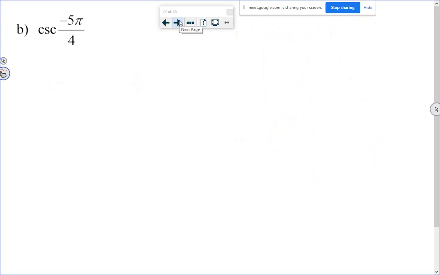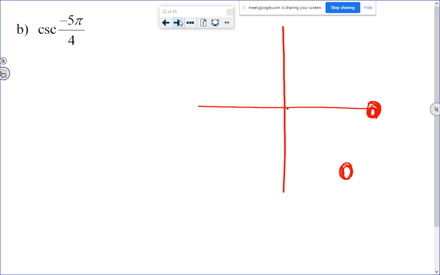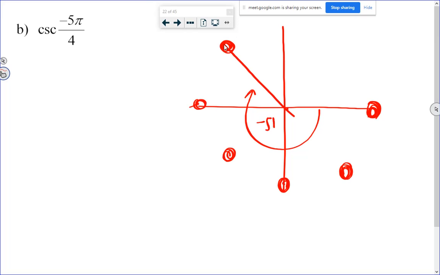What about cosecant of negative 5 pi over 4? So we need to locate negative 5 pi over 4 first. Here's 0 pi over 4. Here is negative 1 pi over 4, negative 2 pi over 4, negative 3 pi over 4, negative 4 pi over 4, negative 5 pi over 4 is here. This is negative 5 pi over 4.